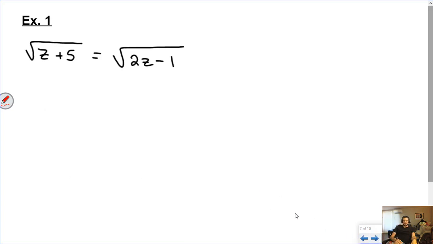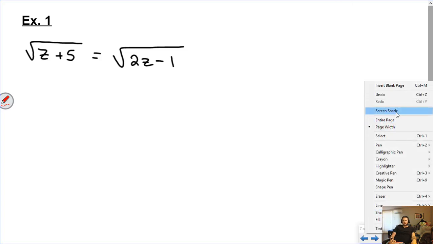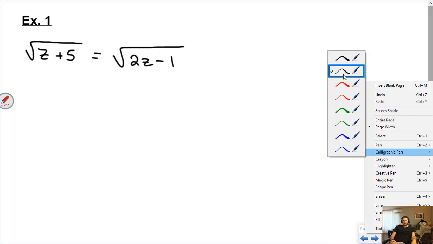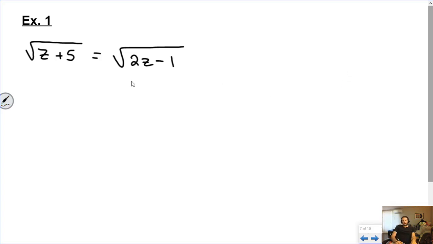Okay, so let's try one together. So here we have the square root of z plus 5 is equal to the square root of 2z minus 1. So this is one of those examples I was talking about earlier where we have two instances of square roots. And when that happens, I generally don't want them to both be on the same side, because it's just going to make our lives a little bit messier. What makes our lives a little easier is getting one square root on one side and the other square root on the other.